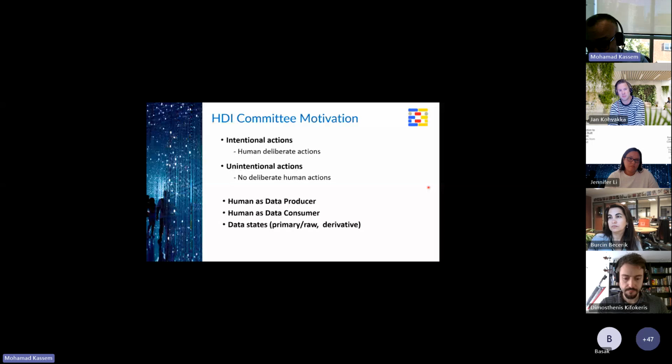But we could also generate data from unintentional actions, the mere presence in a building, or in a space where there is a camera system or CCTV. We generate data through our mobile phone unintentionally, like Wi-Fi usage and our location and so on. And as humans, we could be producing data, we could be consuming data.